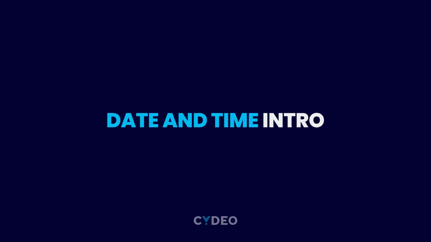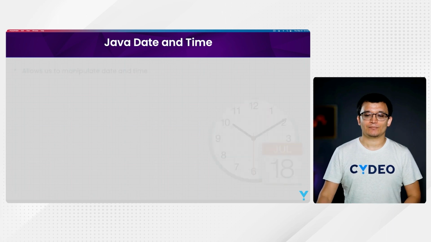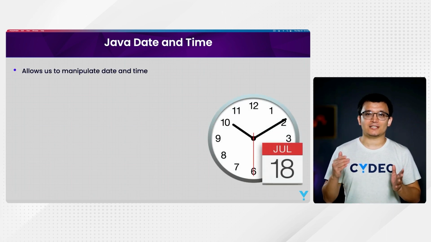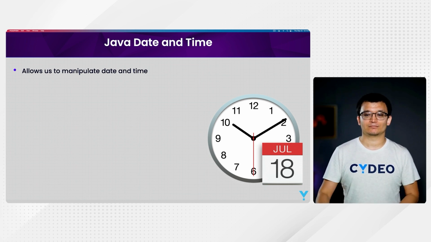Hello everyone. In this video, we are going to talk about the date and time in Java. Java has classes to work with the date and time API. It was introduced in Java version 8. Those classes introduced in Java version 8 allow us to manipulate the date and time.